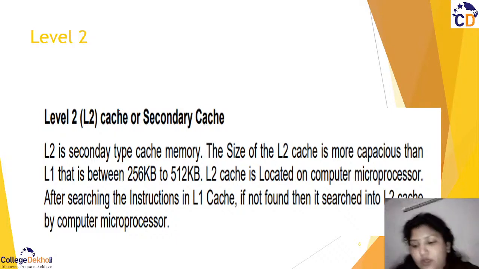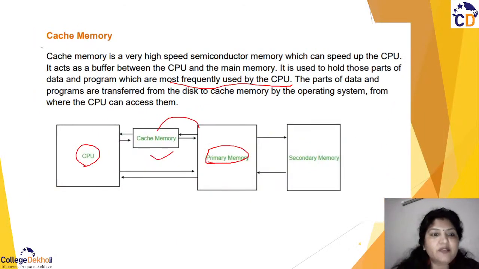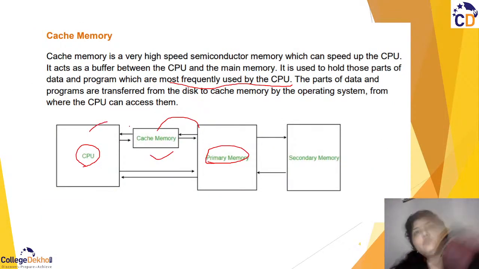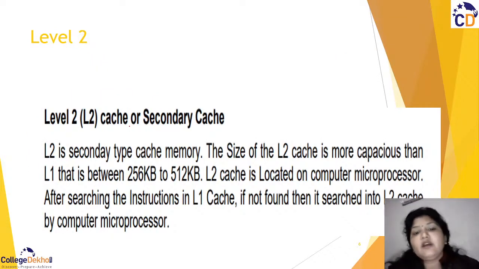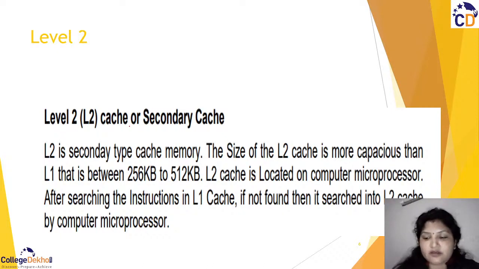So how does the computer work? You have level 1, you have level 2. If the pages are not within that particular area, it is going to search for the next level. So if the page is not found in the L1 cache, it is going to search in the L2 cache by the computer microprocessor, right?